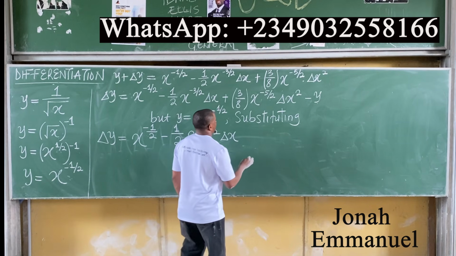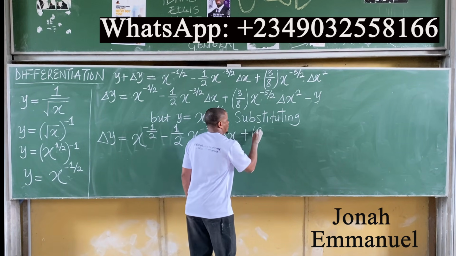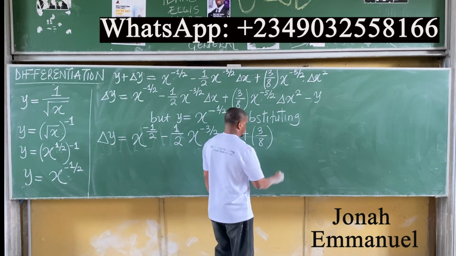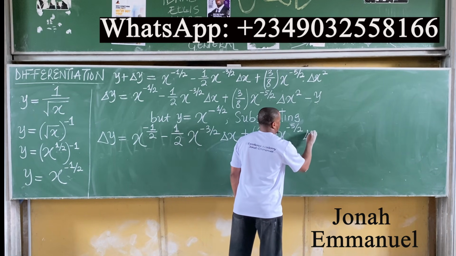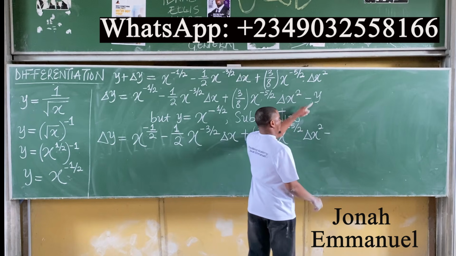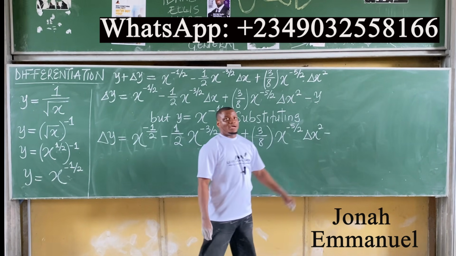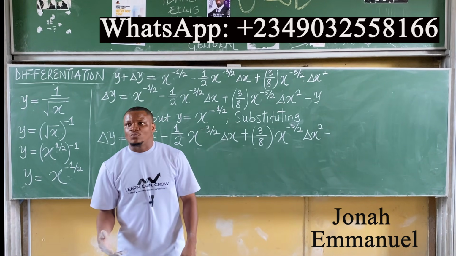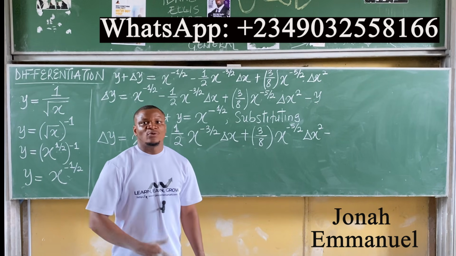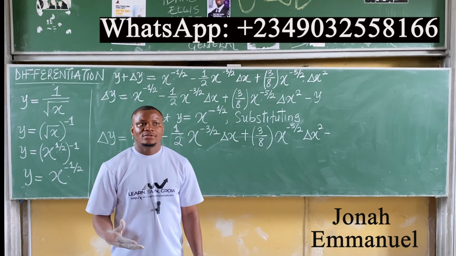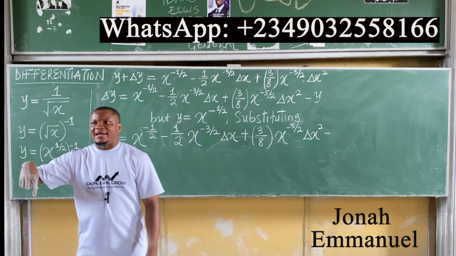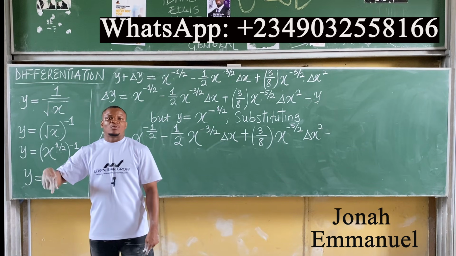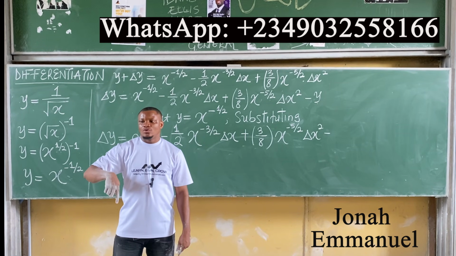change in x plus 3 over 8 x to the power minus 5 over 2 change in x squared minus, what's the value of y? In our first example, we said put y in bracket, which we did. In this case, do I put y in bracket? Why? Do I have to put y in bracket? Yes or no?